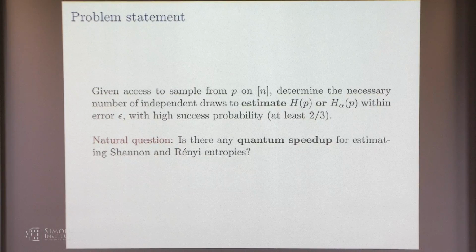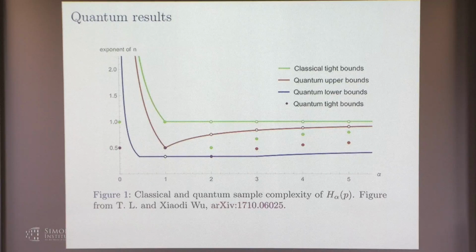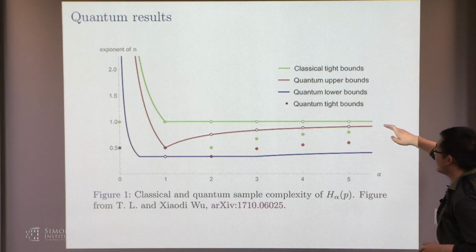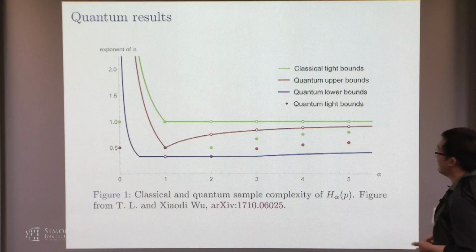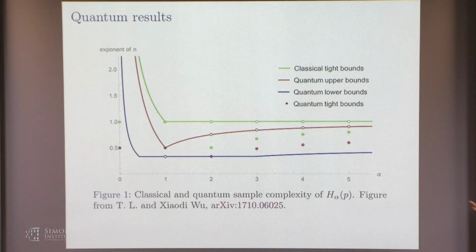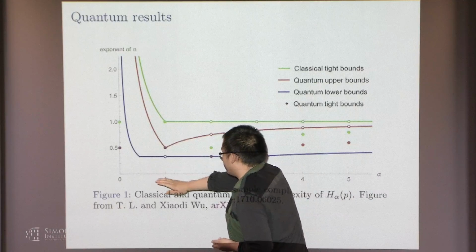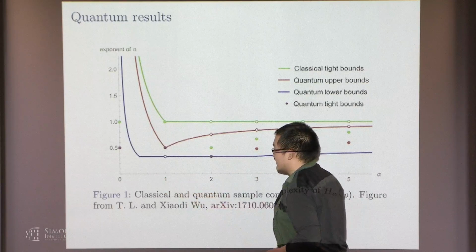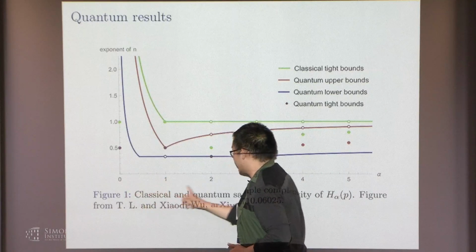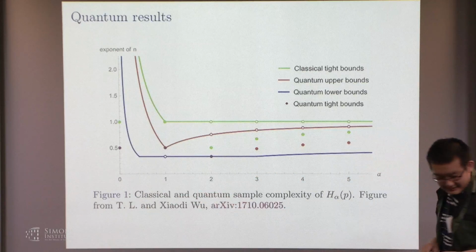Here I won't give the really complicated complexity bounds, but let me show a figure. In the figure, the green represents classical tight bounds, and I use red and blue for the quantum upper and lower bounds. The take-home message is that we get tight bounds for the Shannon entropy case, and also for the special cases of 0 and 2 Renyi entropy estimation.